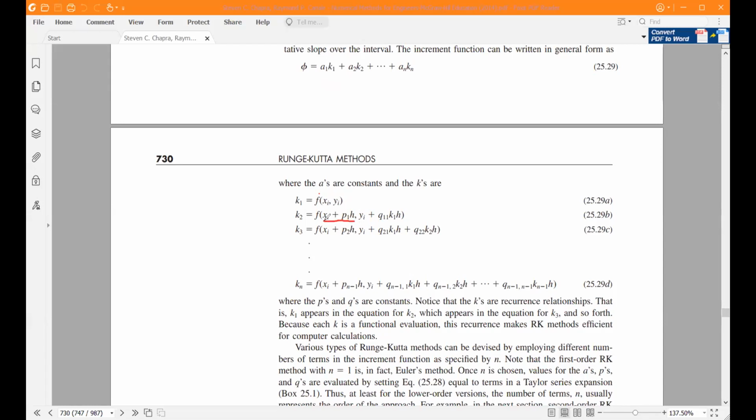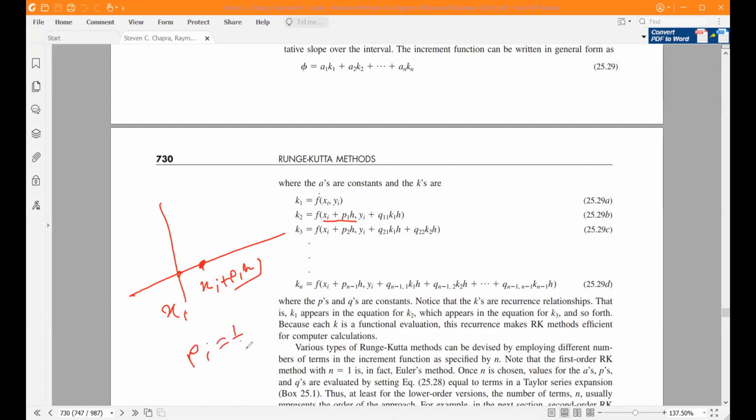Is it not something like that? We are increasing. If you are at this initial point xi, we are going here at x. Now this point is your xi plus p1 into h, isn't it? That means some portion of your step size is added with it, isn't it?